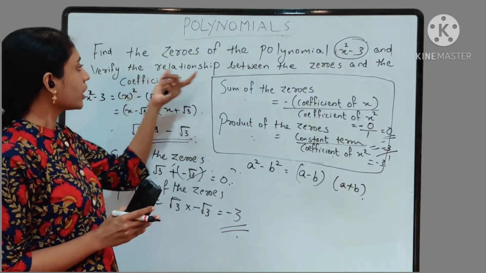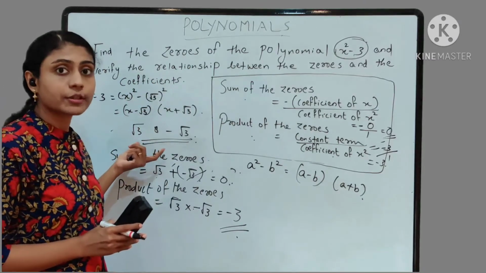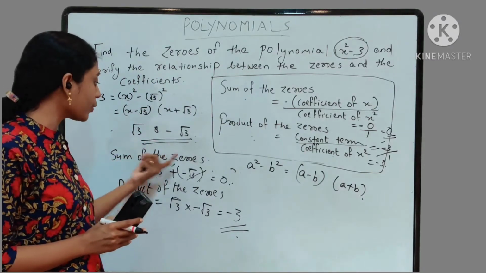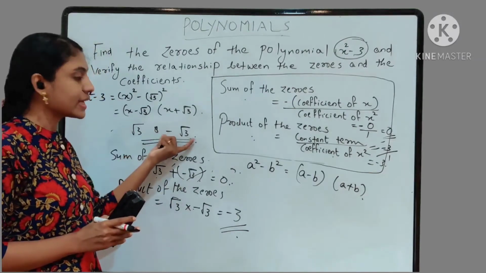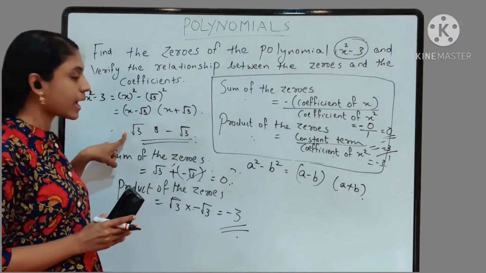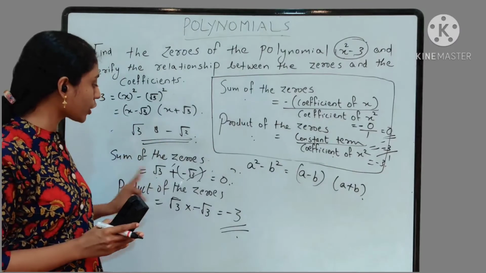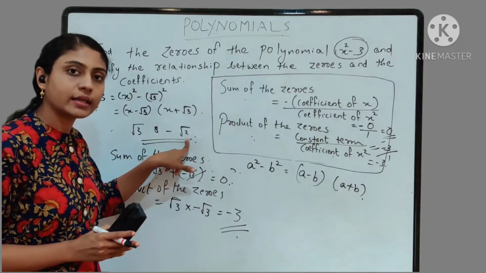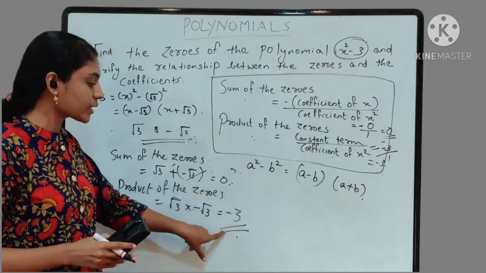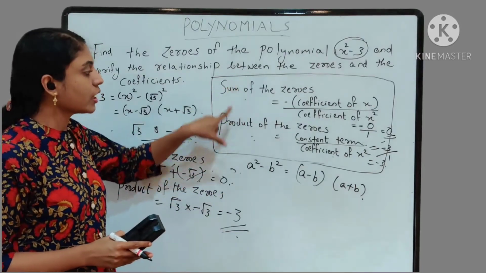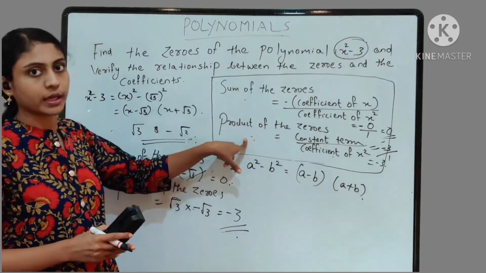Then we found the zeros and the coefficients, or the sum of the zeros and product of the zeros, by applying these values. Sum of the zeros means adding these two values. Product of the zeros means multiplying the two values we got. So we got the values 0 and minus 3, and we verified it by applying this formula.